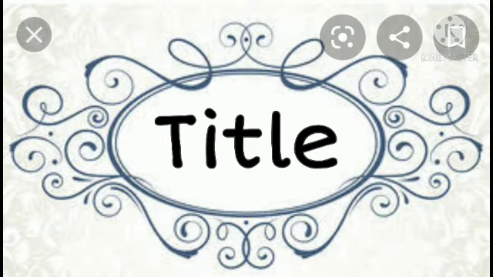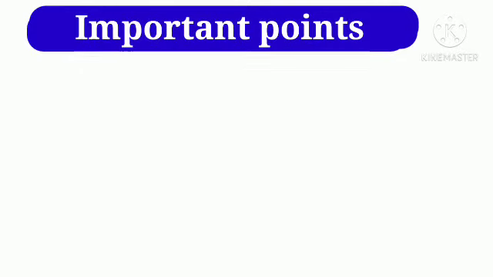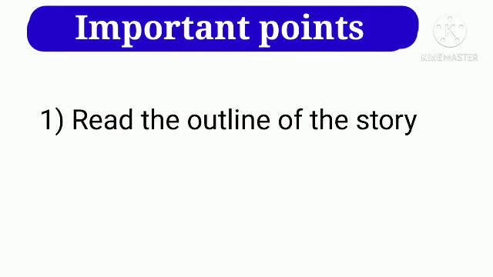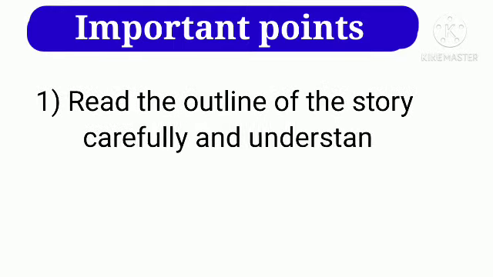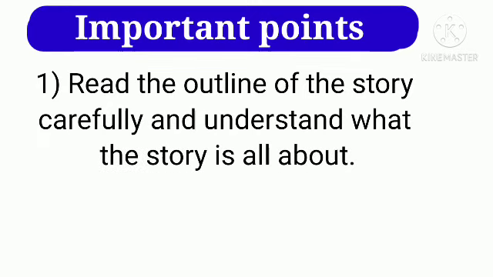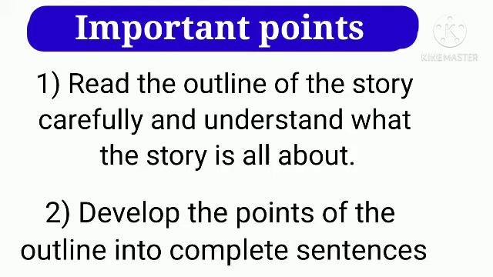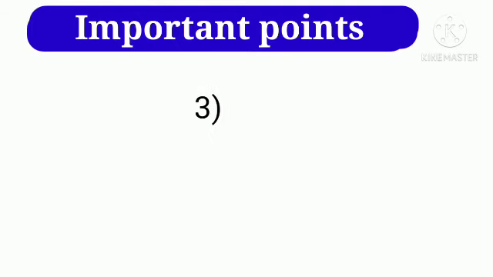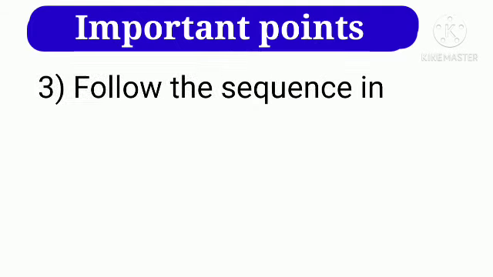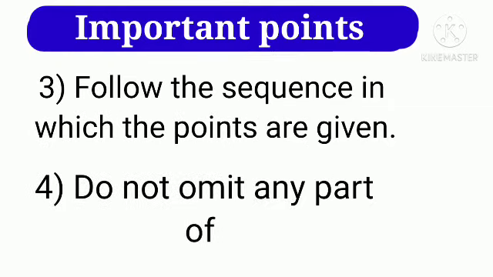Now, let us see the important points we should remember while writing a story. To develop the story from an outline, always read the outline of the story carefully and understand what the story is all about. The next step is to develop the points of the outline into complete sentences. Then, follow the sequence in which the points are given. Do not omit any part of the outline.